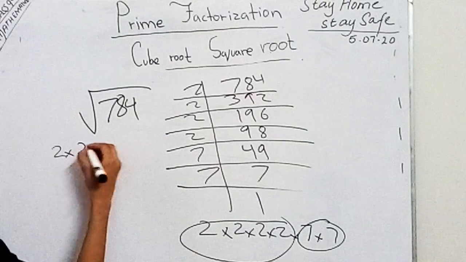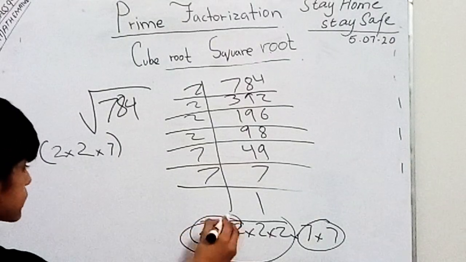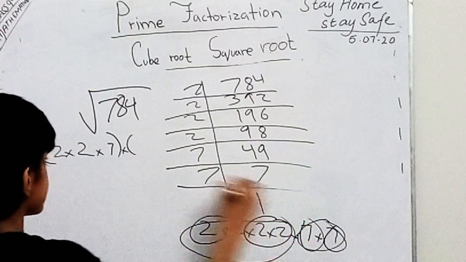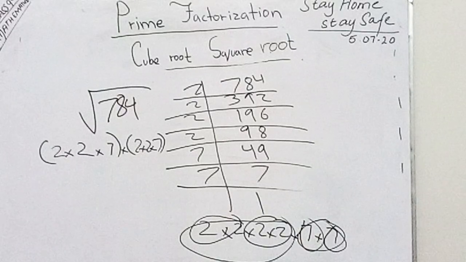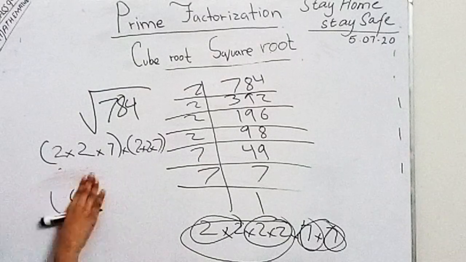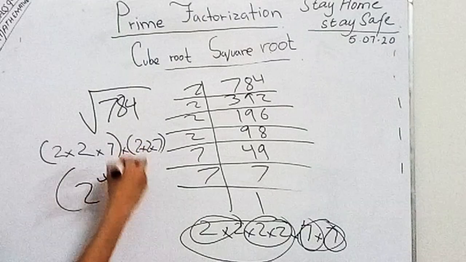Every factor should be split equally, because they're the same factors. We use these two 2s and one 7, then again these two 2s and one more 7. So we got 2 × 2 × 7 twice. We don't have to solve it yet. I will write it in index notation: 2 to the power 4 multiplied by 7 to the power 2.